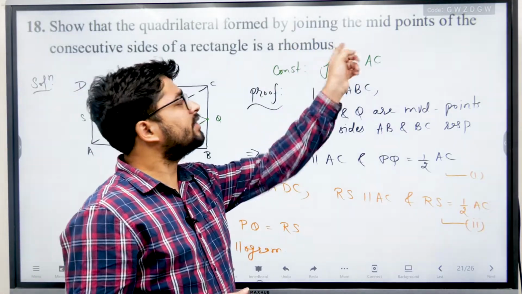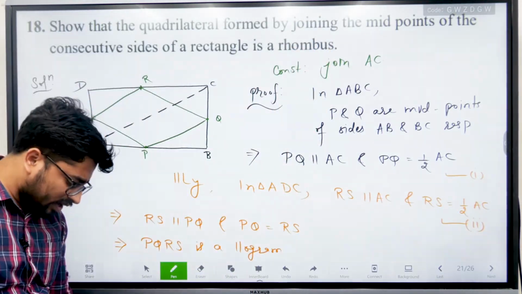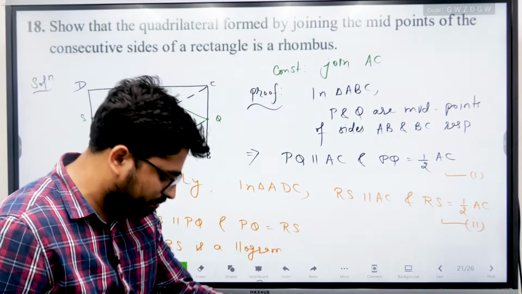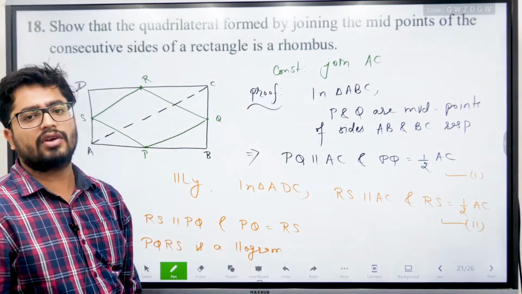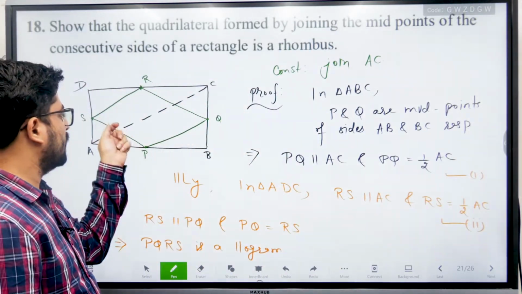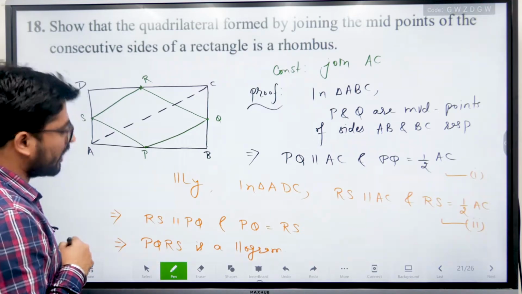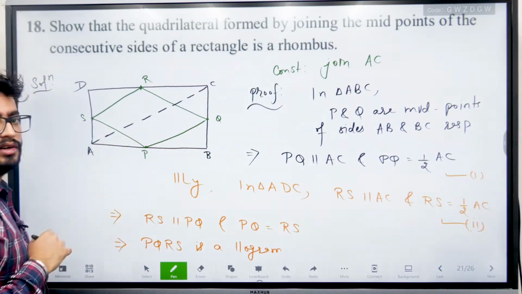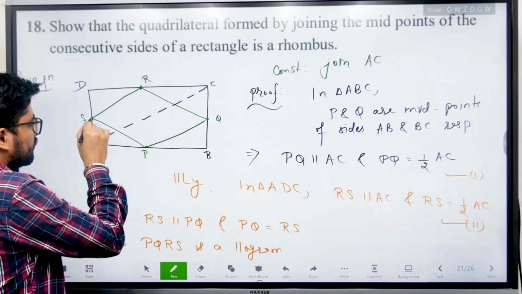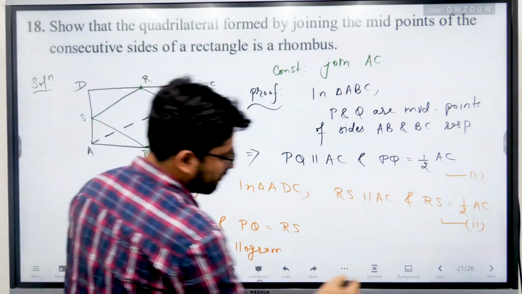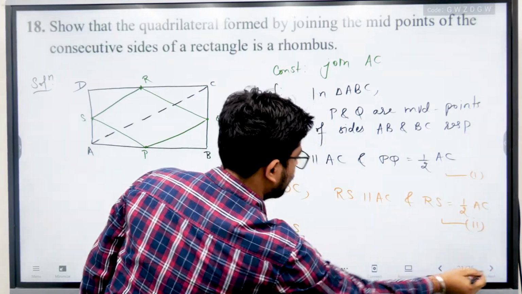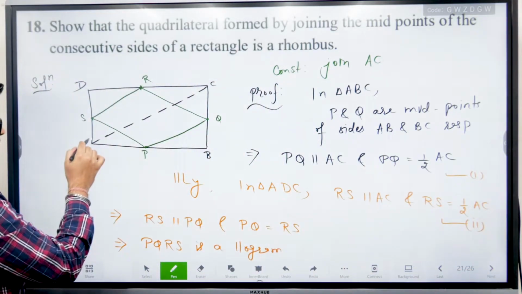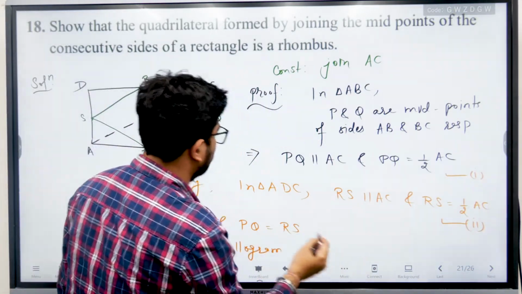Now we have to prove that this is a rhombus. A parallelogram is a rhombus if adjacent sides are equal. So we have to prove that adjacent sides are equal in this quadrilateral. Let's take this triangle APS.